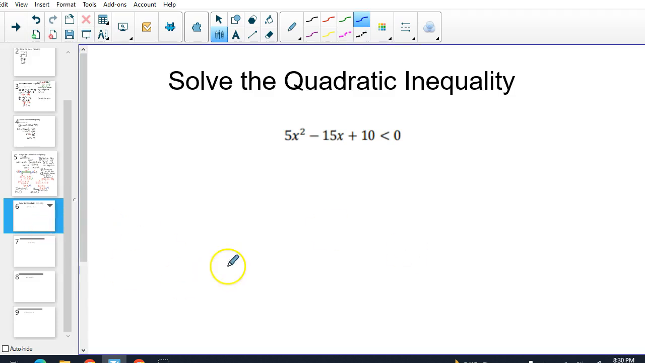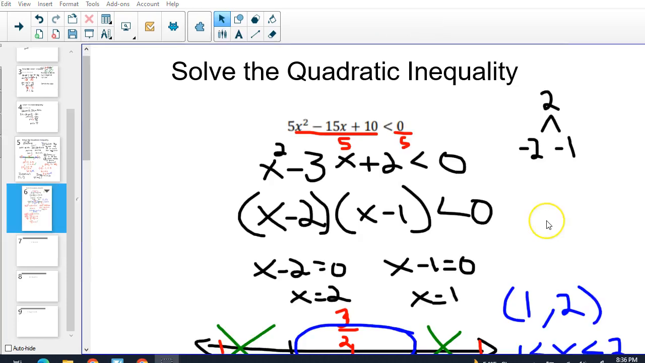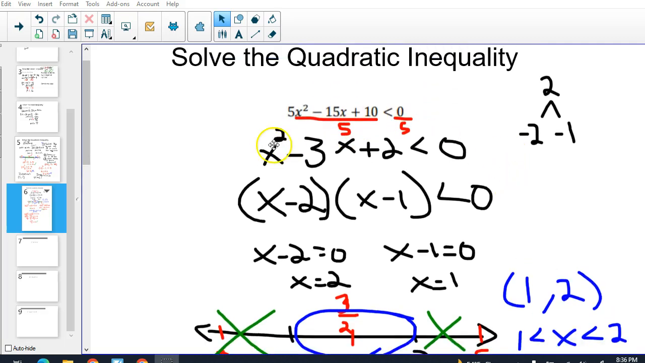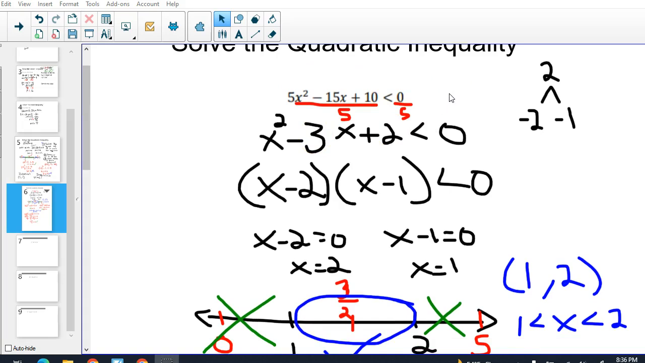So pause the video, give this a second, solve the quadratic with factoring, and then just plug your points in to check the intervals. Okay, hopefully you had enough time to give this a go. So first things first, I'm going to divide everything by 5 here, because you notice there's a greatest common factor of 5. If I divide everything on both sides of the equation by 5, I get x squared, because 5 divided by 5 is just 1, minus 15x divided by 5 gives me the 3, and 10 divided by 5 gives me 2. I'm doing this just to simplify the problem. If you didn't, that's okay, you get to the same place. It's just factoring out that GCF can make it easier for you.